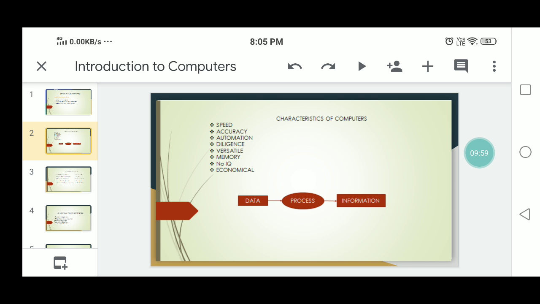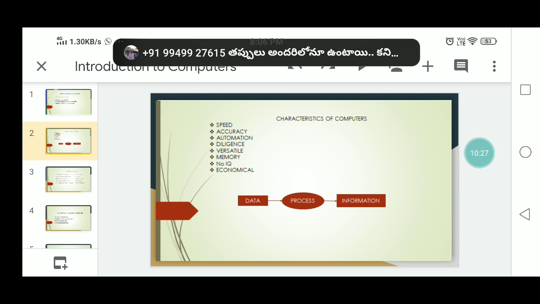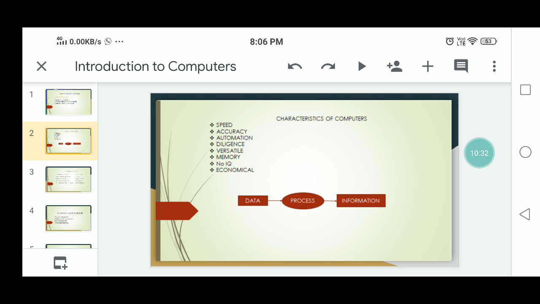Then next, IQ. The trend today is to make computers intelligent by inducing artificial intelligence. A computer has no IQ of its own. It is a created intelligence, that is, artificial intelligence. The IQ level of this artificial intelligence is 0, so it needs guidance to perform various tasks. This is the nature of the computer.